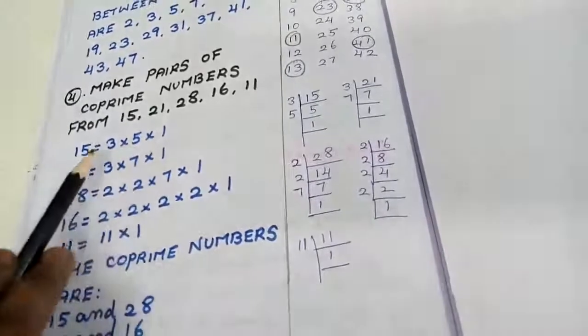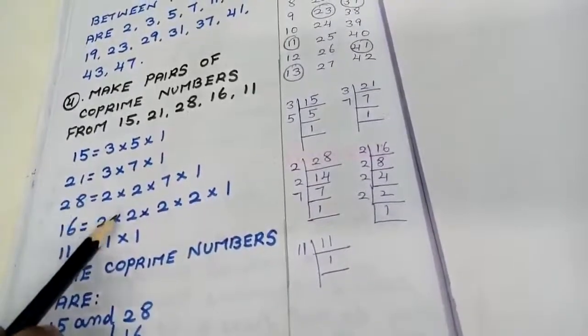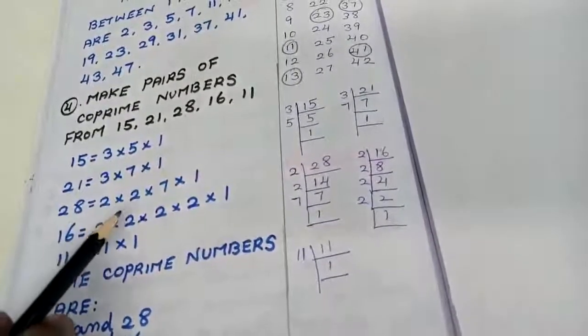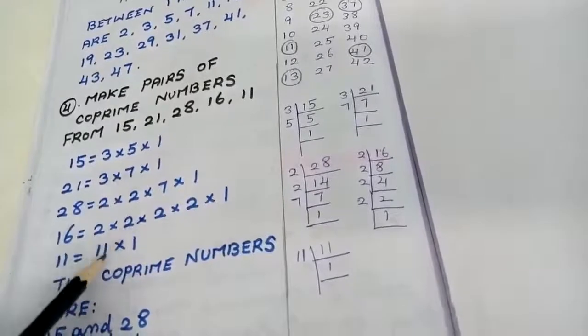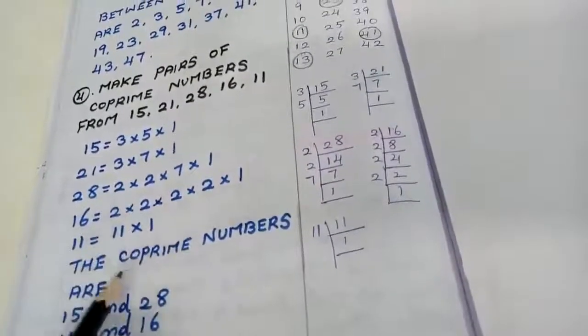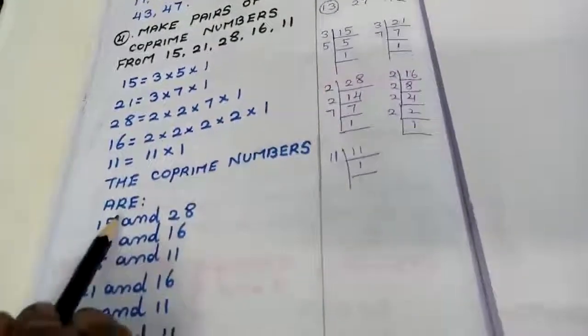And if you check here, all the numbers are split in the form of prime numbers. So you will not have any composite number. You have to be careful in this place. So how to form a co-prime number pair?